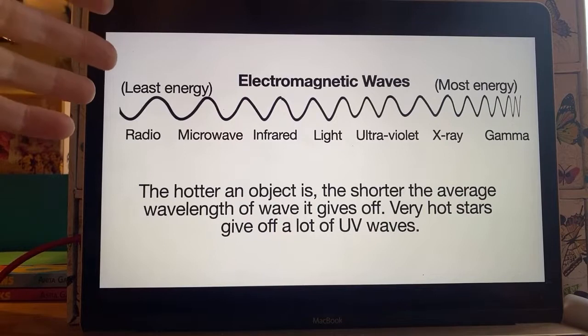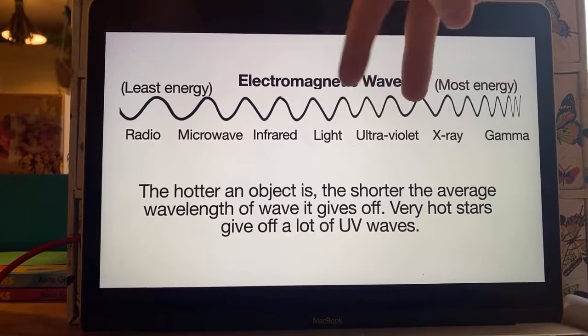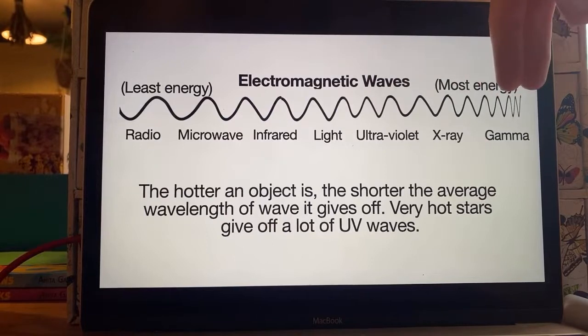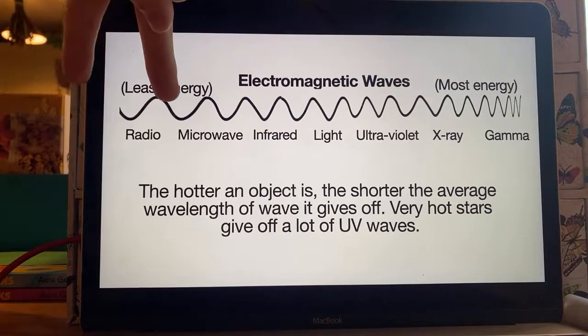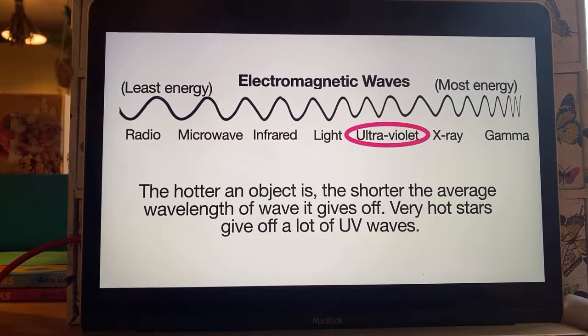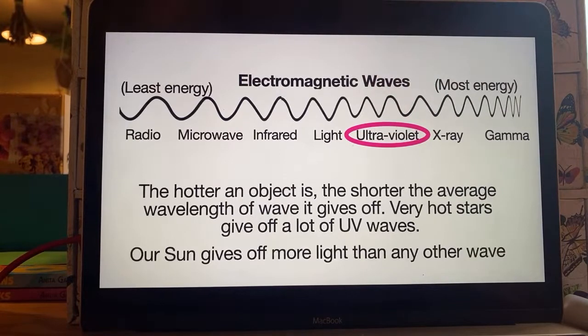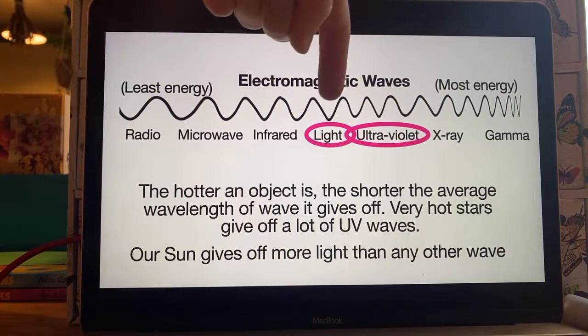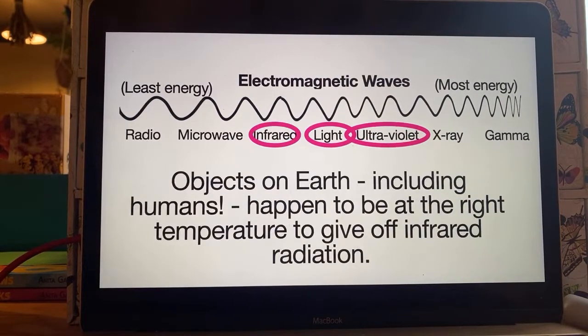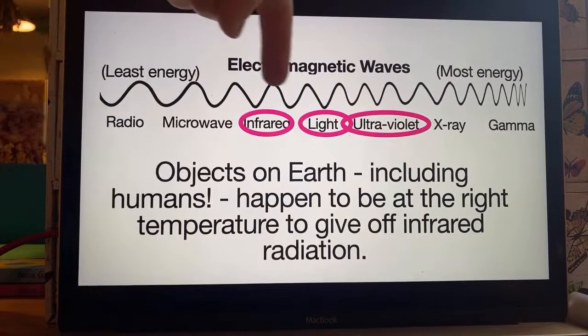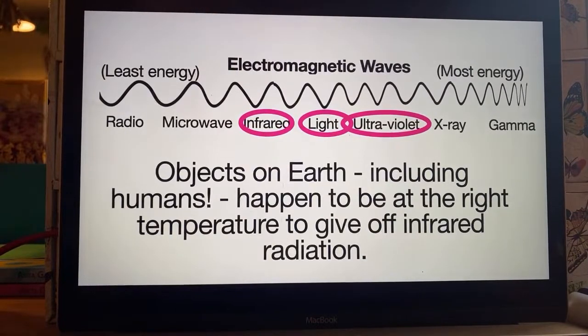The hotter an object is, the shorter the average wavelength of the wave that it gives off, all right? So gamma is incredibly short wavelength, very dangerous. Radio waves have the longest wavelength. The very hot stars give off waves that we call ultraviolet waves. Everything gives off really all electromagnetic waves, but our sun gives off mainly light. And it just so happens that objects on Earth, including humans, I can't emphasise this enough, literally every single object on Earth, gives off waves that we call infrared radiation, infrared waves.